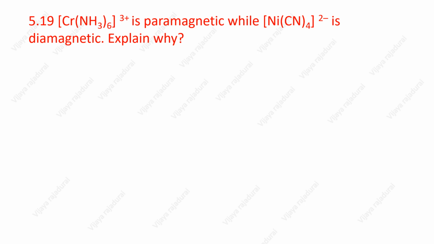In this video, we are going to see the answer for: [Cr(NH3)6]3+ is paramagnetic, while [Ni(CN)4]2- is diamagnetic. Explain why. Here, I have explained according to VB theory, that is valence bond theory, why [Cr(NH3)6]3+ is paramagnetic, while [Ni(CN)4]2- is diamagnetic. Here you can see the answer.